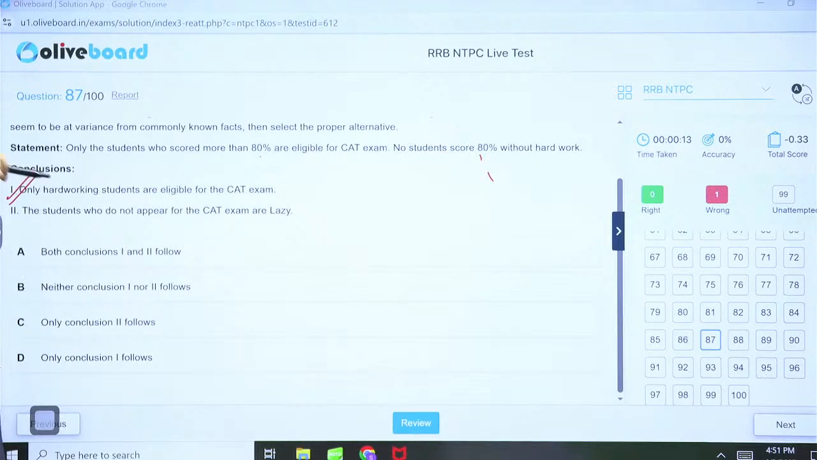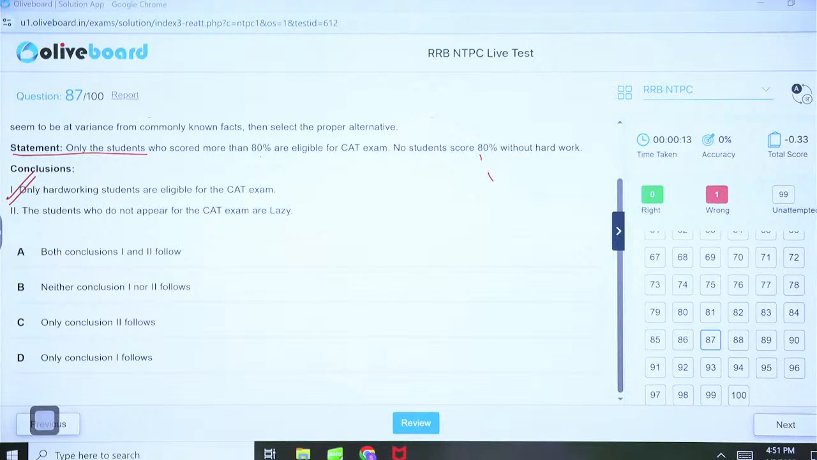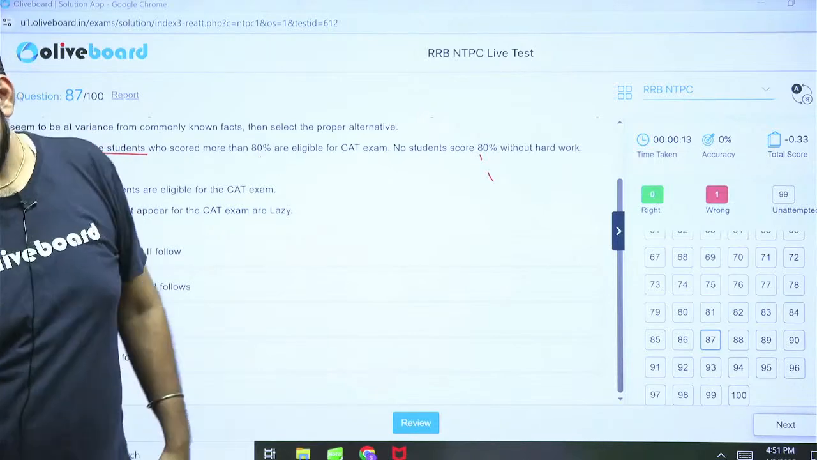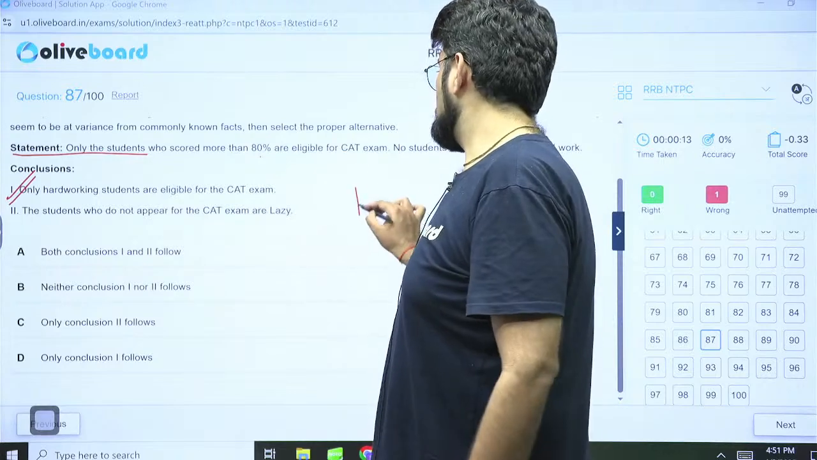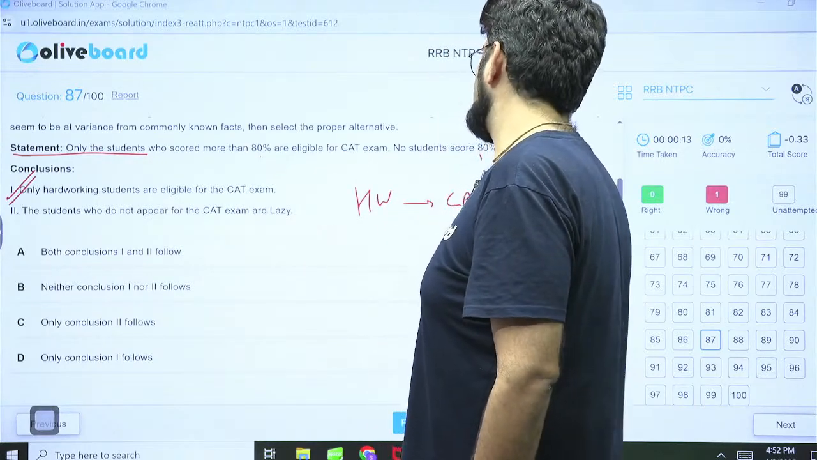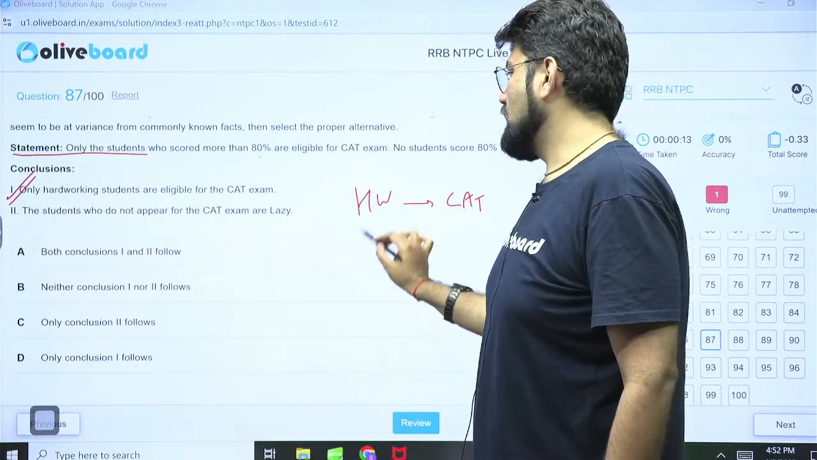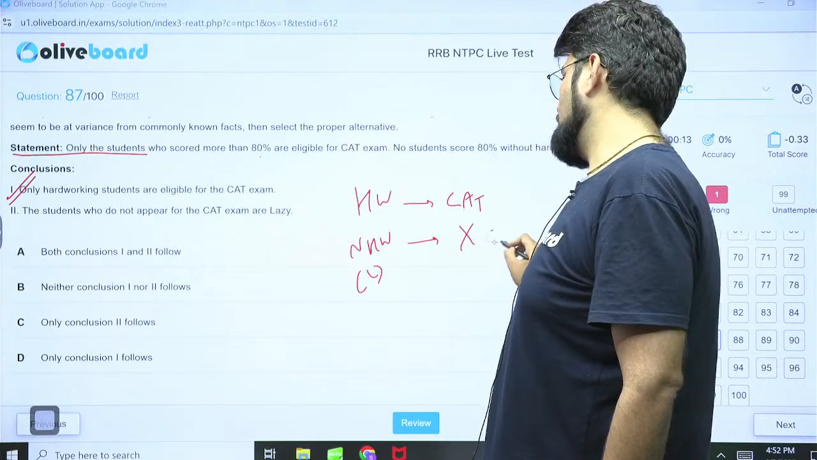Okay, this one is correct. Don't confuse this with your regular assumptions. This is a conclusion based on this statement only, not your regular lifestyle. Don't confuse with your personal opinions. Now, the students who do not appear for CAT exam are lazy. No, this is a reverse method always. If hardworking students appear for the CAT exams, always remember the conclusion where they simply reverse this: non-hardworking students, that is lazy students, will not appear for the CAT exam.